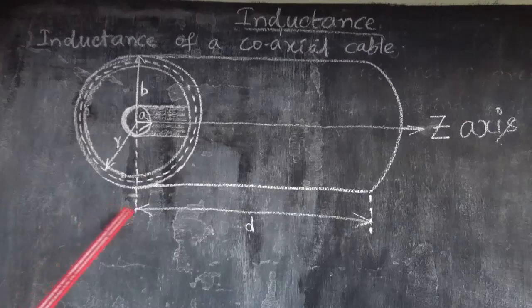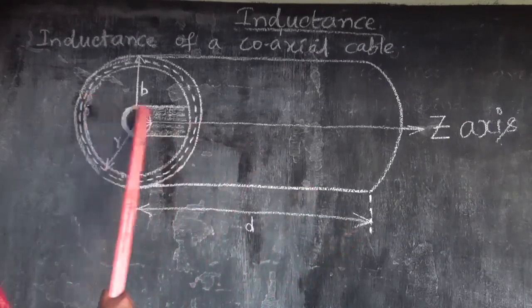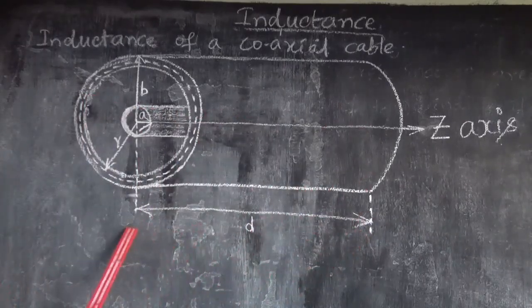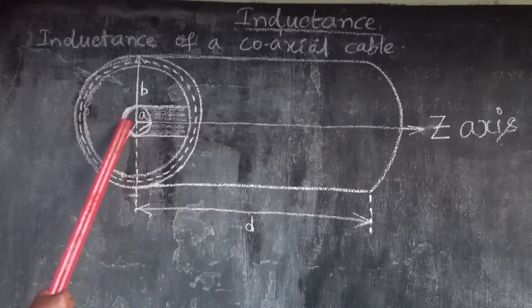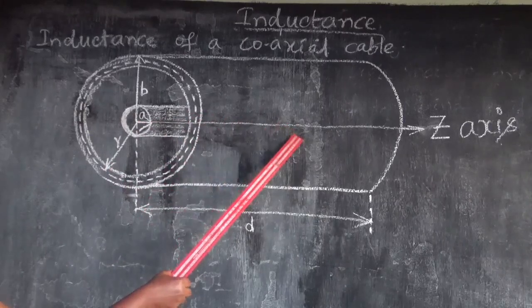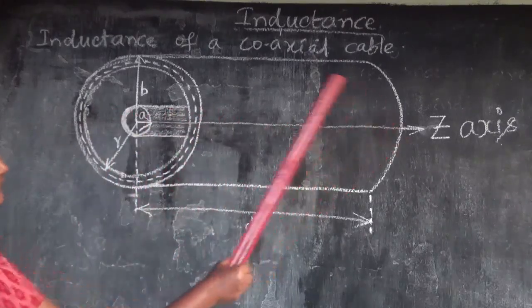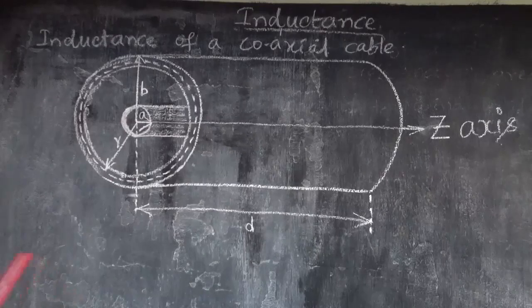And this conductor length, total conductor length is going to be small d, and it is aligned such that this cylindrical axis is nothing but the z axis. Cylindrical axis is z axis.